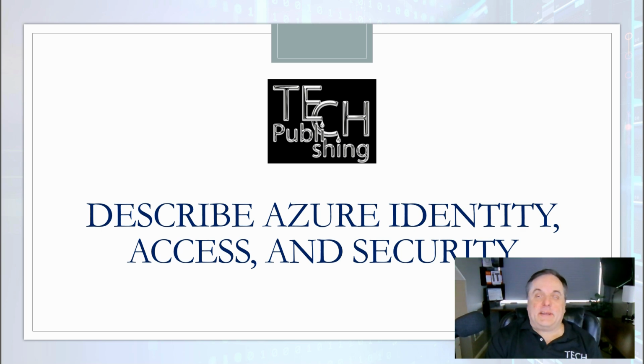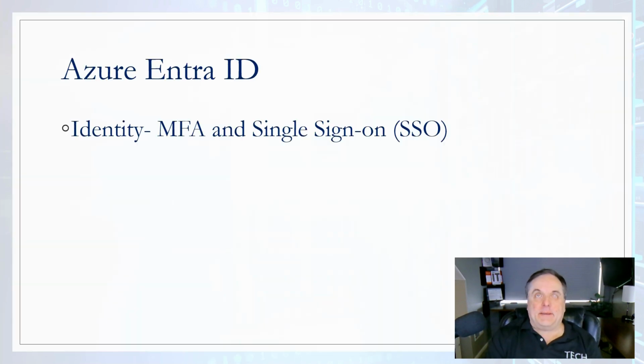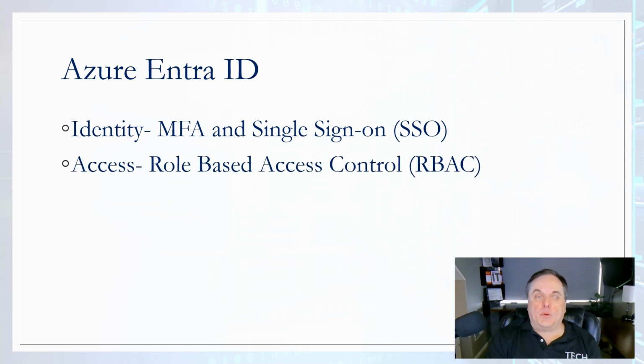Microsoft recommends studying Azure Identity, Access, and Security for your AZ-900 exam. Let's start out with identity. This involves managing users and identities with Microsoft Entra ID, and it allows you to secure access through methods like multi-factor authentication and single sign-on. We can also use what's called role-based access control for permissions and employing security principles like zero trust and the defense in-depth model. Let's start out with the differences between identity and access.